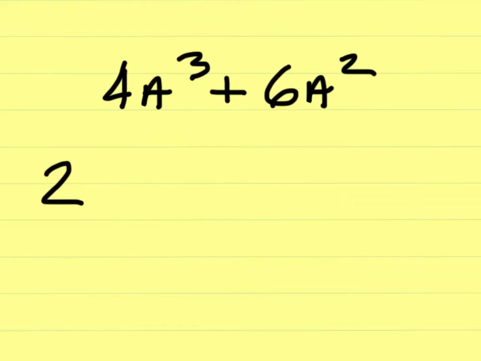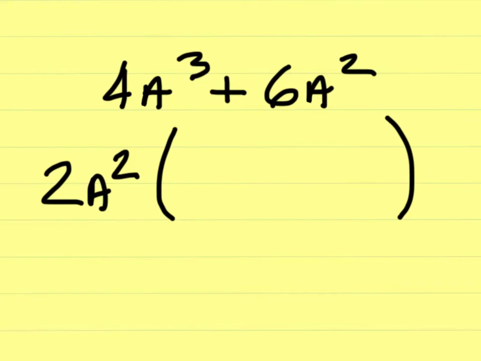Now, concentrate on the powers. What is the highest power of a that can come out of both of them? A squared. The highest power of a squared will come out of both of them.